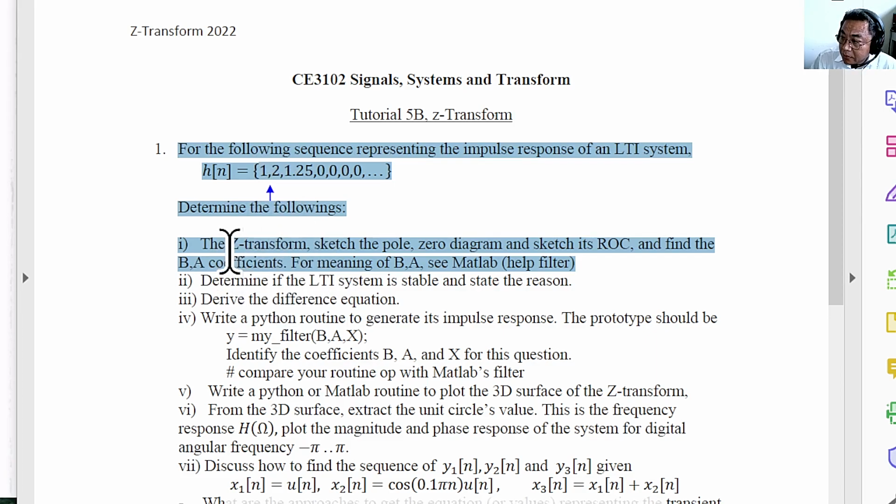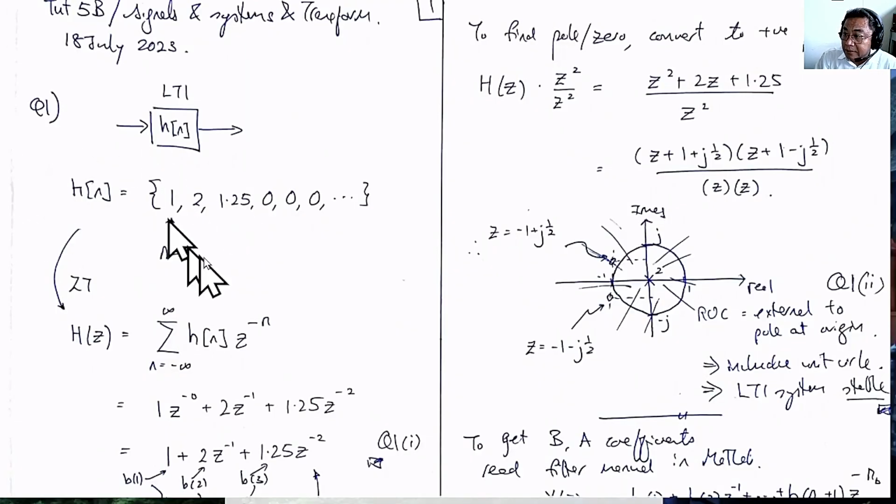We are now asked to find the Z transform of this impulse response, sketch the pole and zero diagram with the region of convergence, find the B and A coefficients, and then discuss the meaning of B and A. Let's see my answer. First, I will sketch for you what is an LTI system and where h[n] comes out.